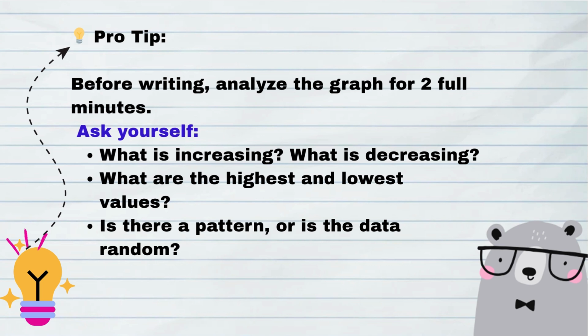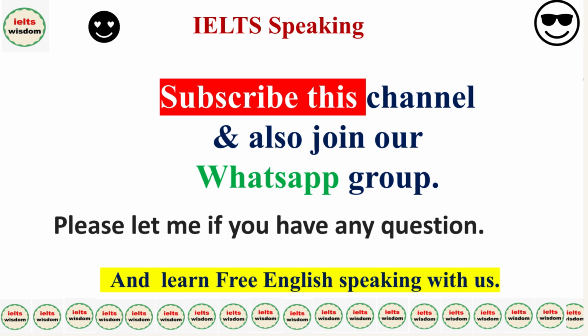Ask yourself: what is increasing, what is decreasing, what are the highest and lowest values, is there a pattern or is the data random? If yes, then definitely you need to pay close attention to that. So all these six tips will give you high marks if you pay attention. So this is all about today's video.